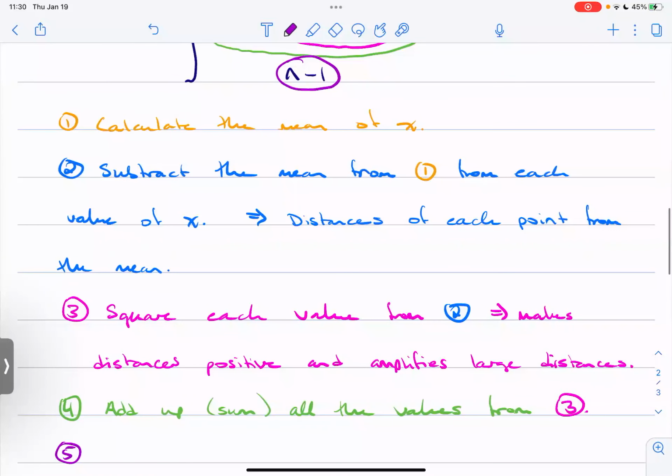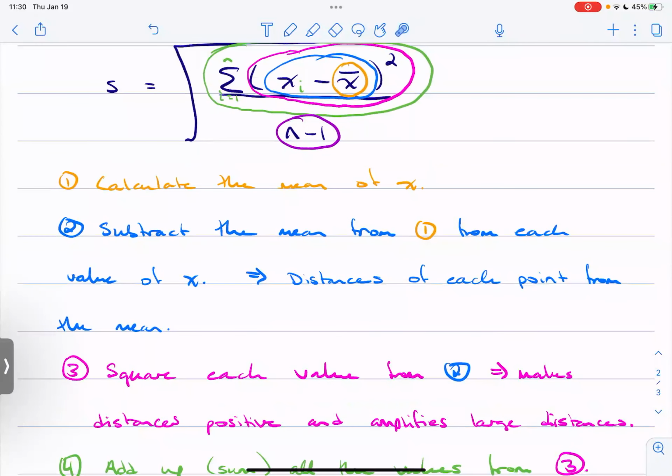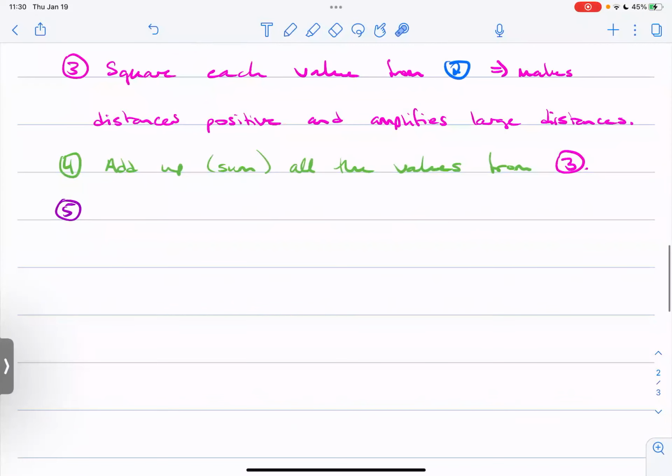So step 5. I'm not just finding n-1, but I'm also taking that sum and dividing by n-1. So divide the sum from step 4 by n-1, which is the sample size minus 1.